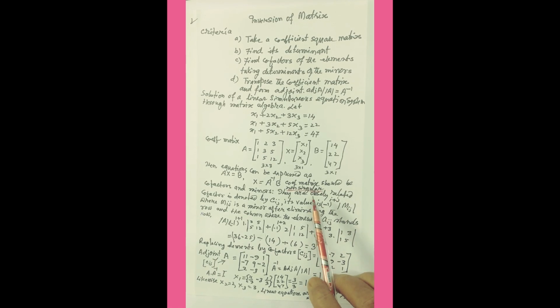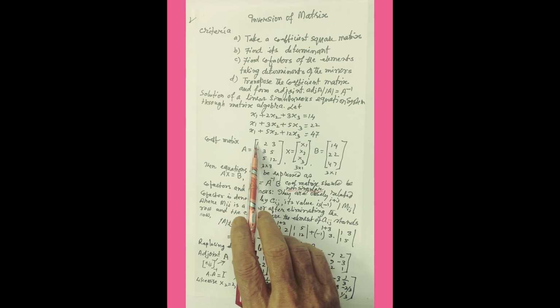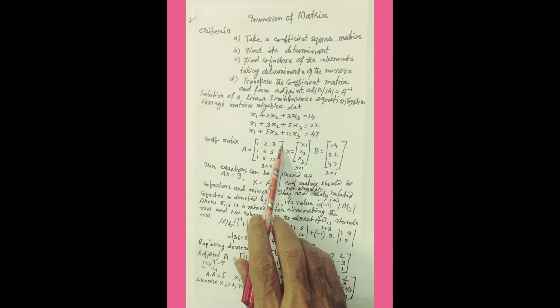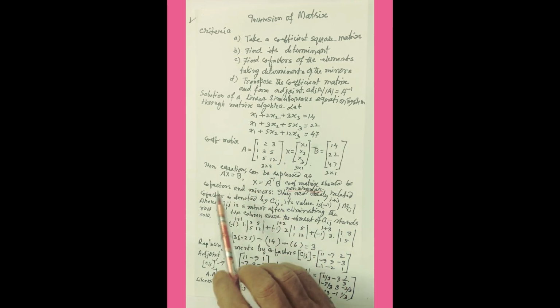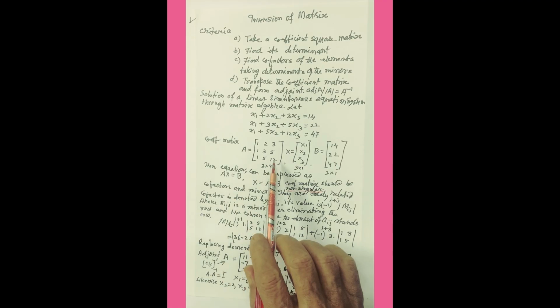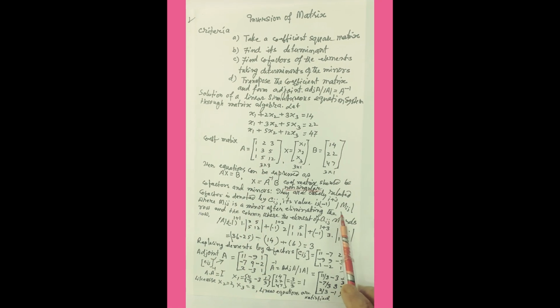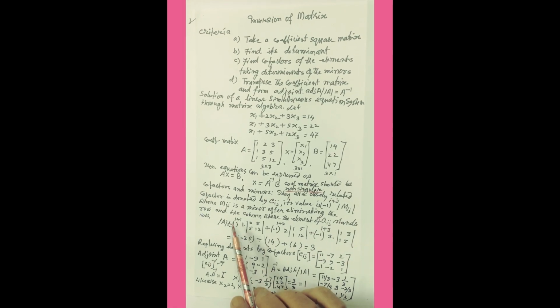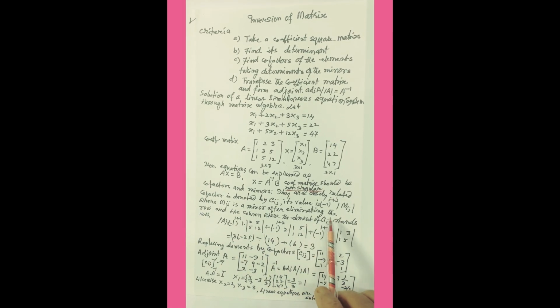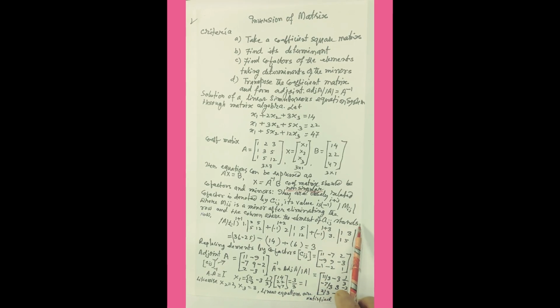Suppose the element is 1. So this is A11. Then strike out the row where it stands and strike out the column where it stands. So the minor is 3, 5, 5, 12, and we take the determinant of that. Here Mij is the minor after eliminating the row and the column where the element Aij stands.